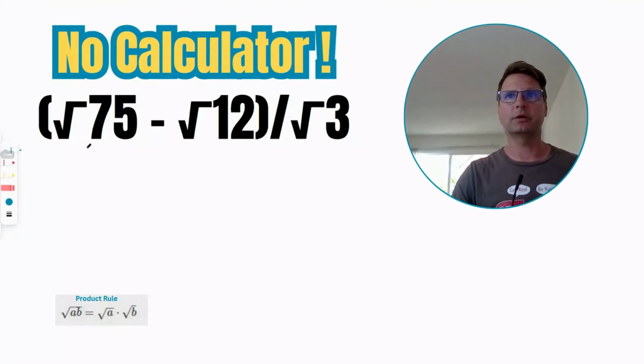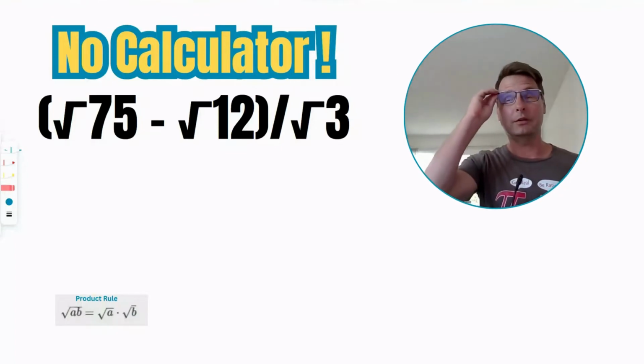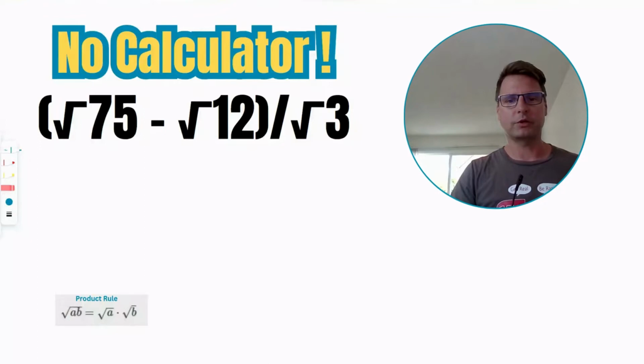Let's start by simplifying the numerator. The trick we are going to use here is to see if we can find perfect squares hidden in these square roots. That plus the product rule is the key to simplification here. So can you think of a perfect square that divides into 75?